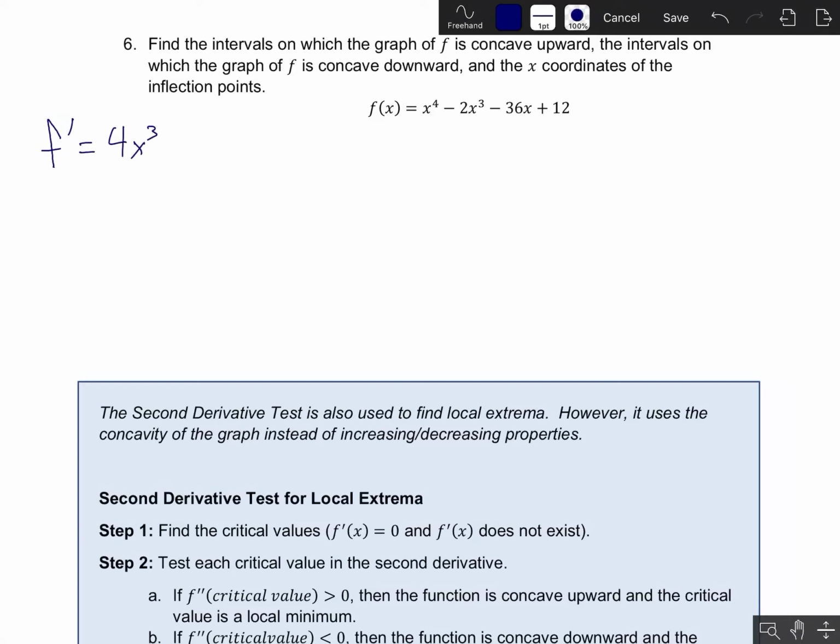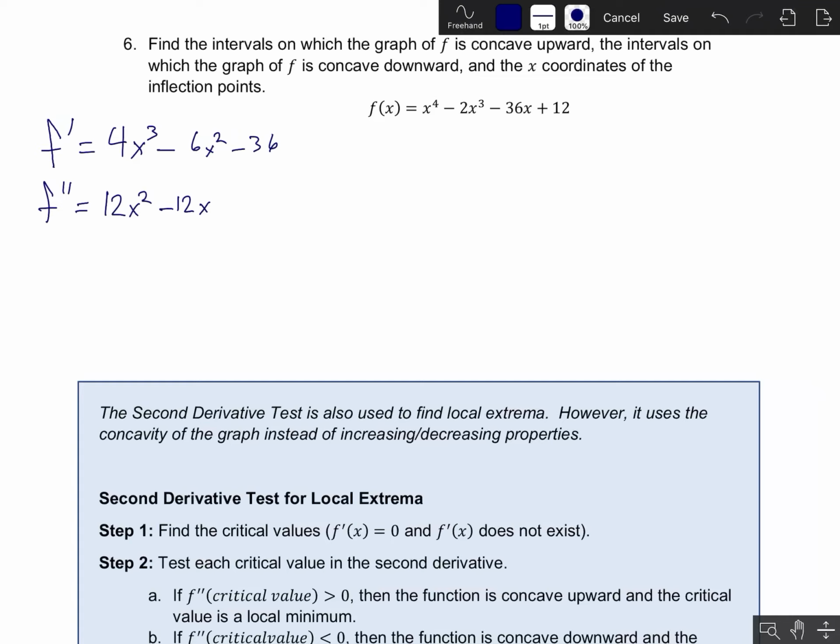The derivative of f would be 4x cubed by the power rule, and then a negative 6x squared, and then a negative 36. I'm just taking the derivative of each term in f. And then I can compute f double prime. When I compute f double prime, I'm just taking the derivative of the line above. The derivative of 4x cubed is 12x squared. The derivative of negative 6x squared is negative 12x. And then the derivative of negative 36 would be 0, so I'm just going to leave that term off.